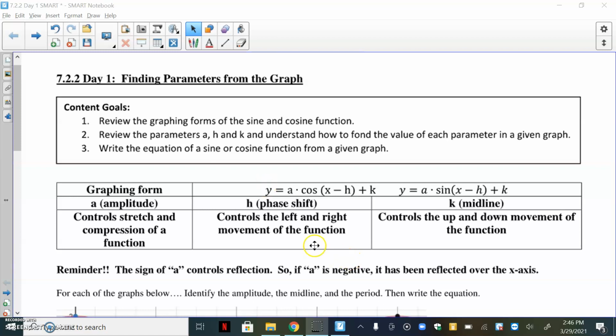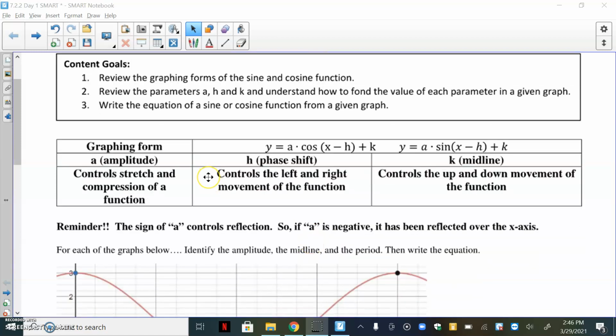Nothing super new today, it's just that we're going to really focus on the components of these trig graphs and practice identifying the various pieces of them just based on looking at the graph itself. So first I want to draw your attention to these general formats. Notice how they look absolutely identical, aside from the fact that this one is cosine, this one is sine, right? So they work exactly the same way.